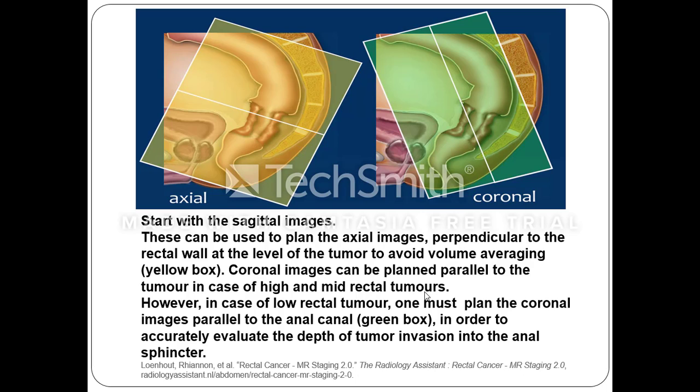On obtaining the sagittal images, we plan our axial images perpendicular to the rectal wall at the level of tumor to avoid volume averaging. If there is obliquity in planning these axial images, we tend to oversample or undersample the tumor. Coronal images are usually obtained parallel to the tumor in case of mid or high rectal carcinomas. However, in case of low rectal carcinoma, since there is a risk of involvement of the sphincter complex and its evaluation is necessary preoperatively, we plan our coronal images parallel to the anal canal.